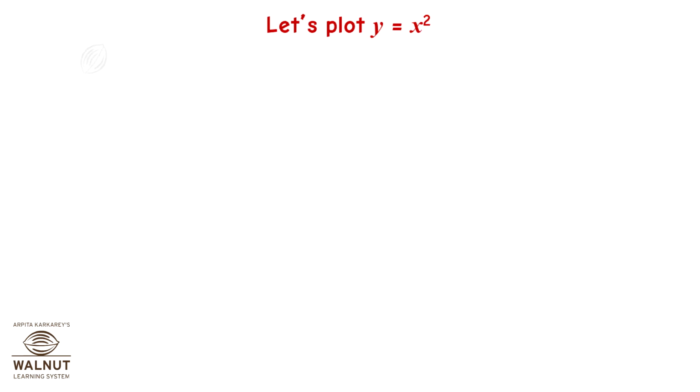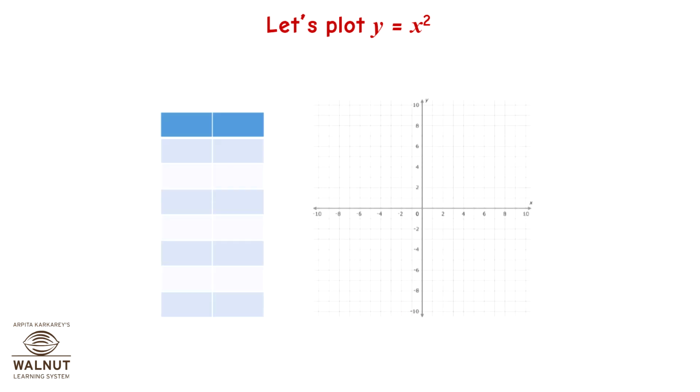Aren't all equations linear then? You may wonder. Oh no. Let's try to plot the equation y is equal to x square on a graph. We'll take different values of x and find the corresponding value of y. Each time we get the x and y value, we will plot that point on the graph. Now, look at these points.